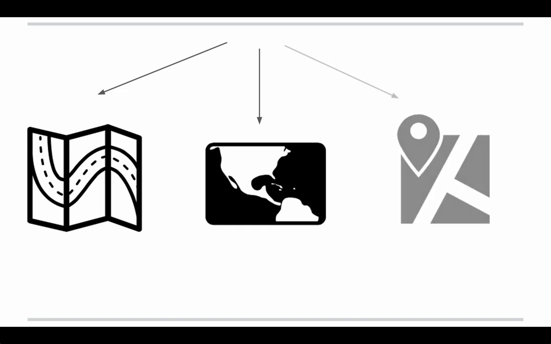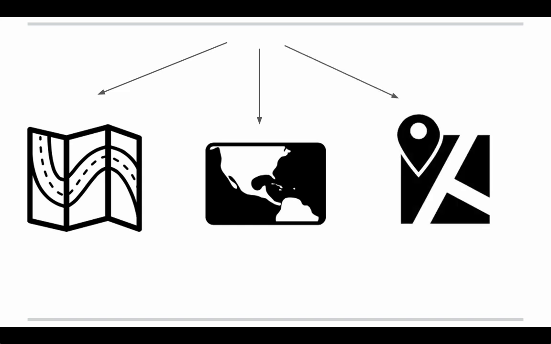And then finally we have online maps, which are not only digital, but they're also on the internet, which means that they're far easier to share and access for people around the world.